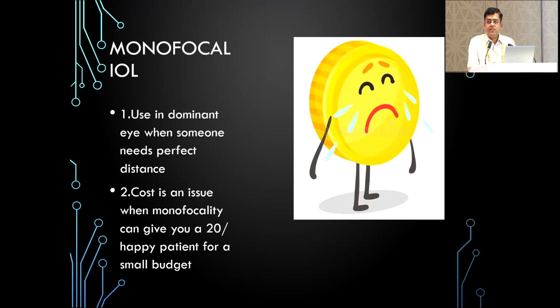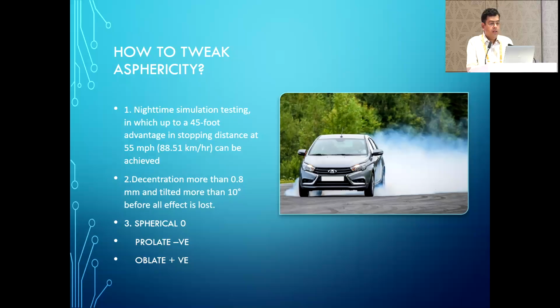So when somebody says, I am not having so much money, but I would like to have a vision that can both see distance and reading, don't forget to use the monofocal lenses, where you can think about giving them a good monovision, where we can have one eye for distance, that's the dominant eye for distance, and the non-dominant eye for reading.